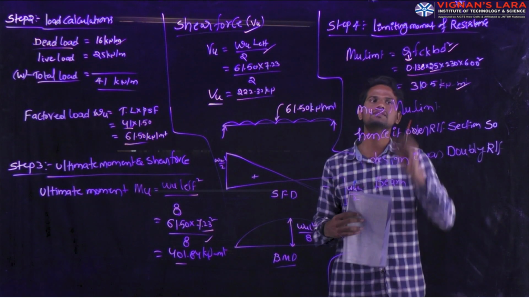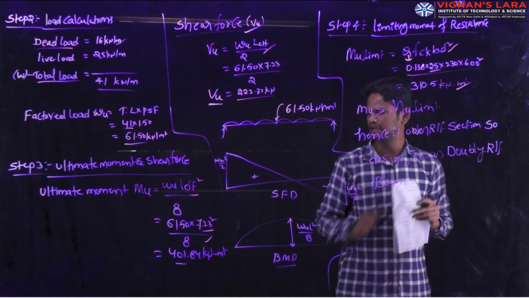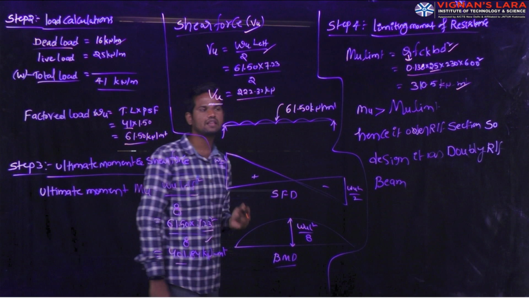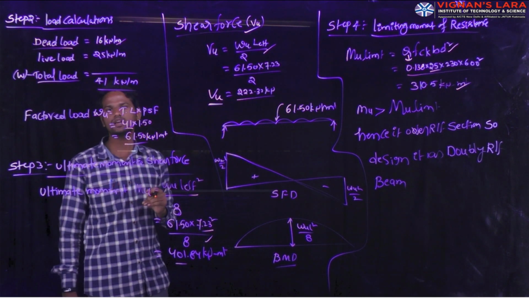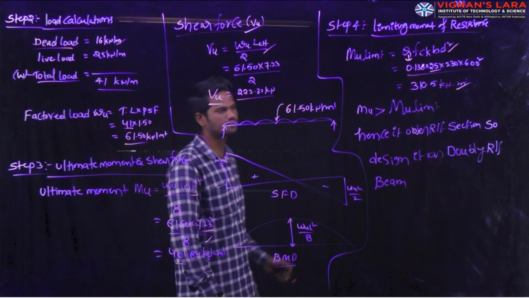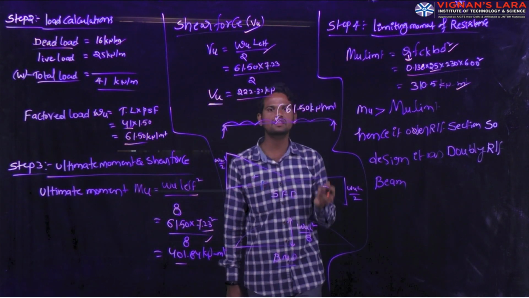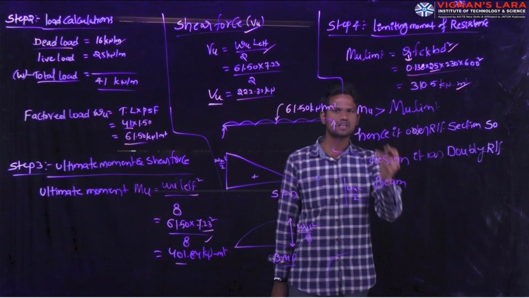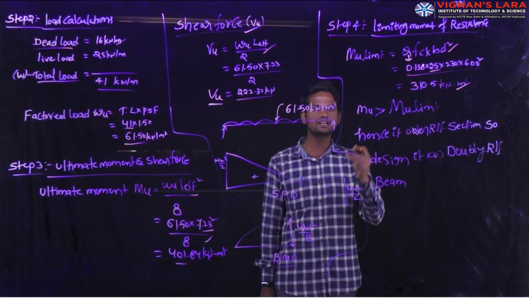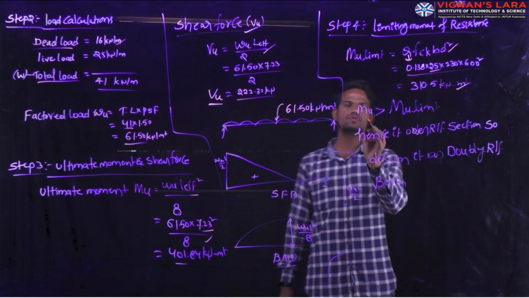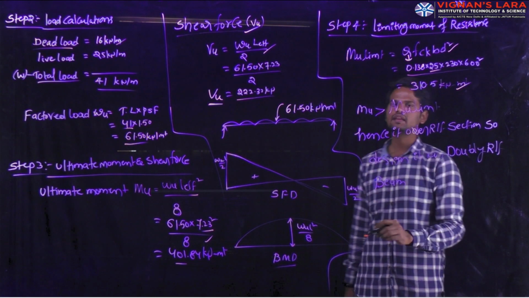If you observe here, the ultimate moment is 401.84 and the limiting moment is 310. Almost a 90 kilonewton meter difference is there. To resist this 90 kilonewton meter, we have to provide additional reinforcement. That additional reinforcement we provide in the compression face as well as in the tension face. How to provide it in the compression and tension faces, we'll discuss. If you see here, Mu is greater than Mu limit.